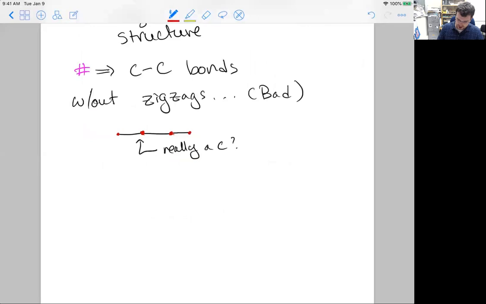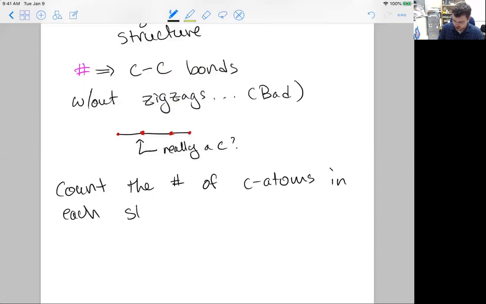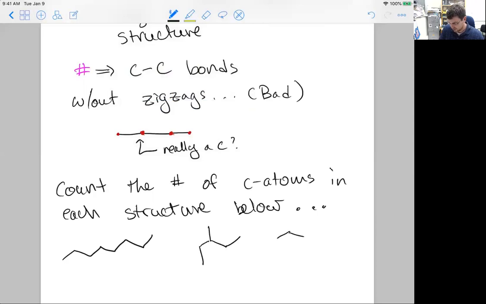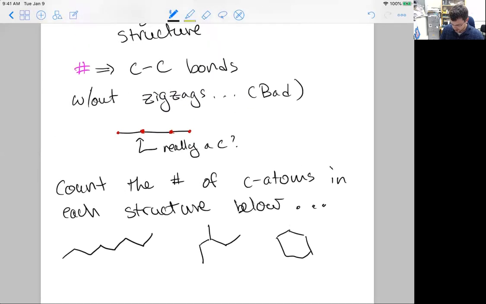So one thing that we should just right away do is count the number of C atoms in each structure below. So we count the number of C atoms in each structure below. This molecule, this molecule, this molecule, this molecule, this molecule, this molecule. Okay, so we've got a few examples in front of us.